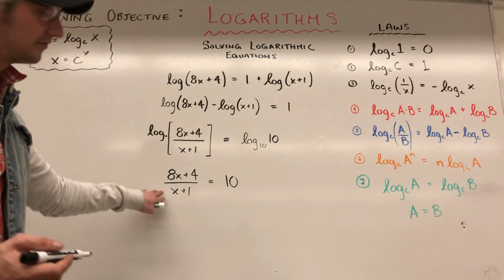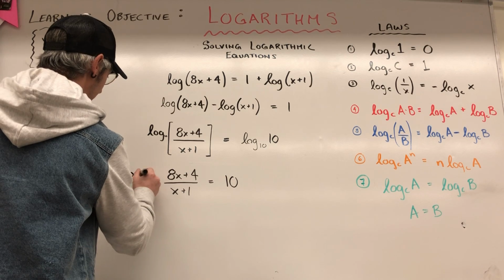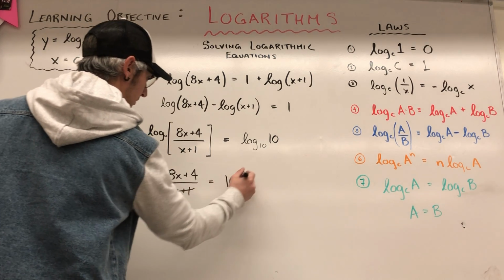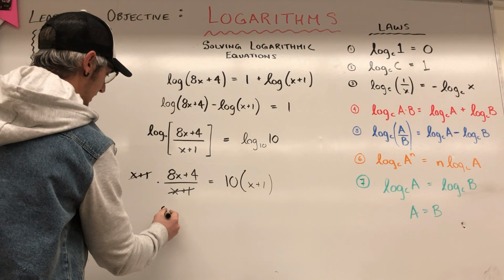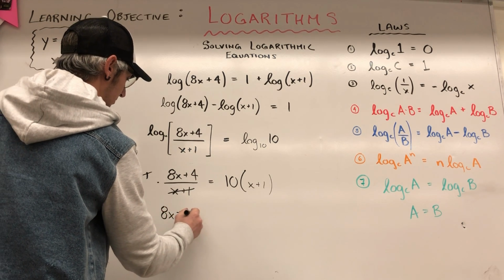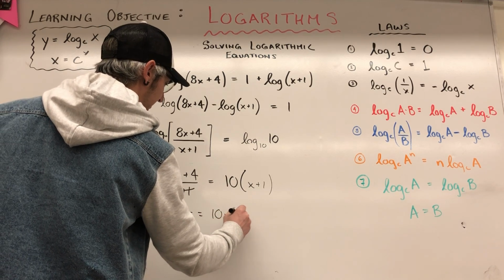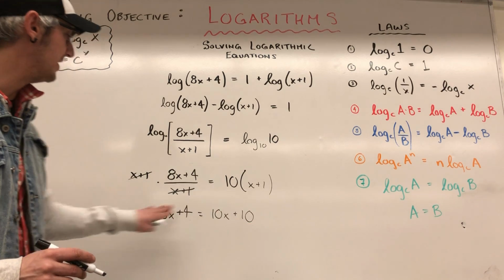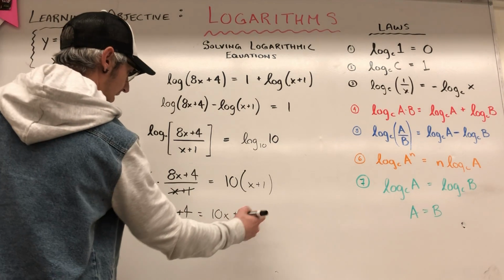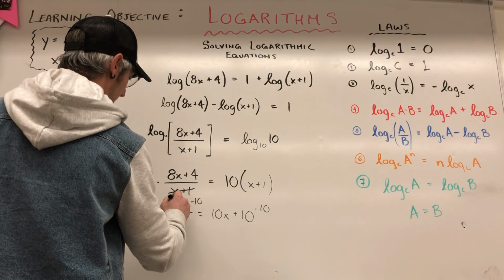And to solve for x, let's first get rid of the denominator. So I'm going to multiply both sides by x plus 1. And then I get 8x plus 4 is equal to 10x plus 10. And to solve for x, I'm just going to bring all my x's to one side and all my numbers to another. So I'm going to subtract 10 from each side, and then subtract 8x from each side.